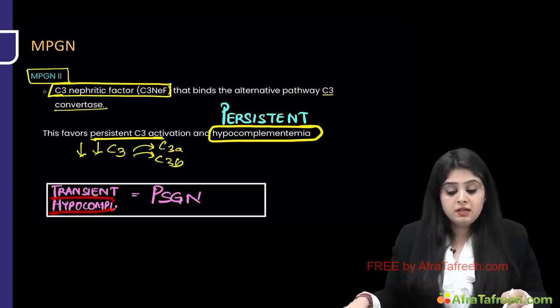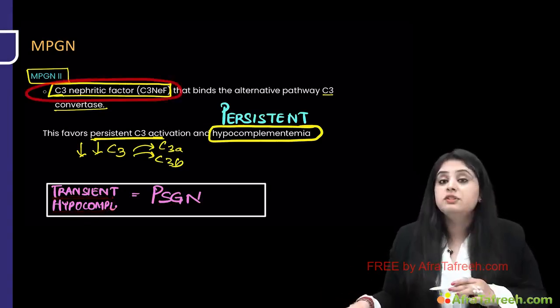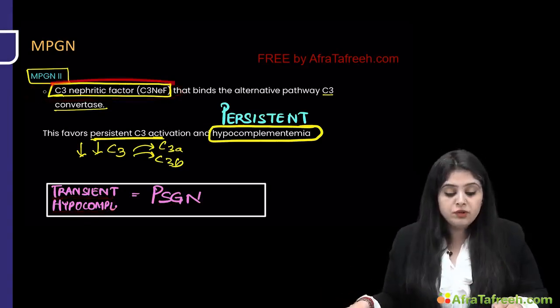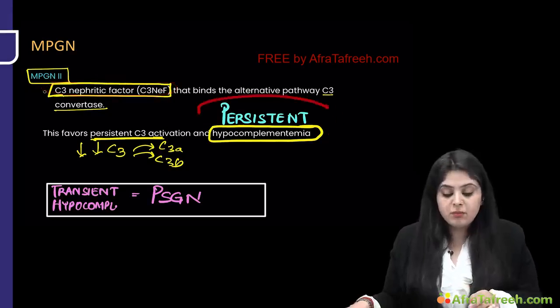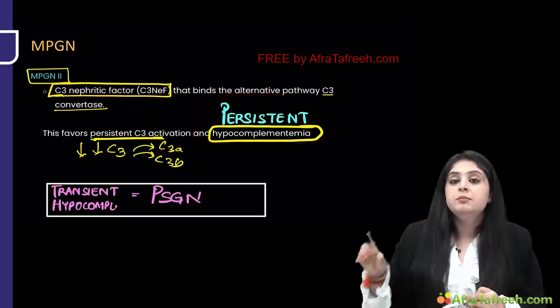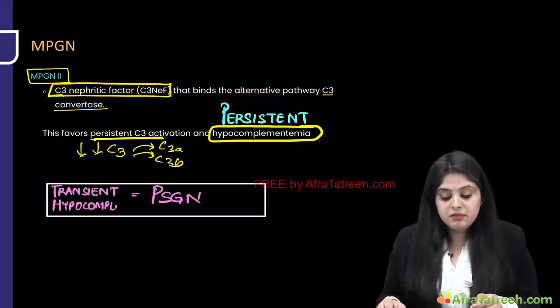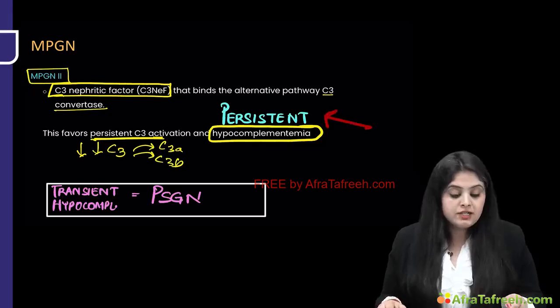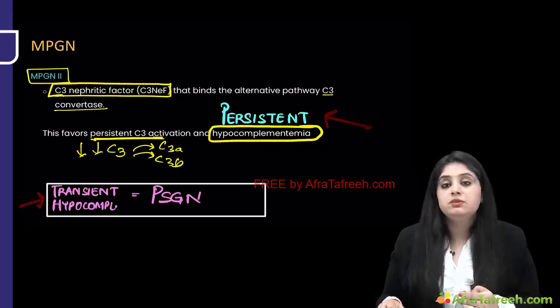Everything will be fine. But here, these patients, like I told you, they are born with it, they die with it. They are always going to have this C3 nephritic factor. So the complement levels will always be decreased. Always remember, guys, persistent hypocomplementemia, you think of MPGN, and transient hypocomplementemia, you think of PSGN.